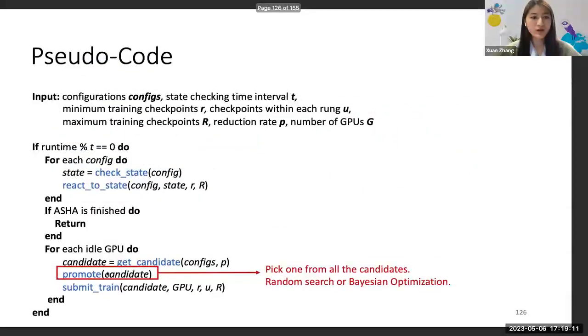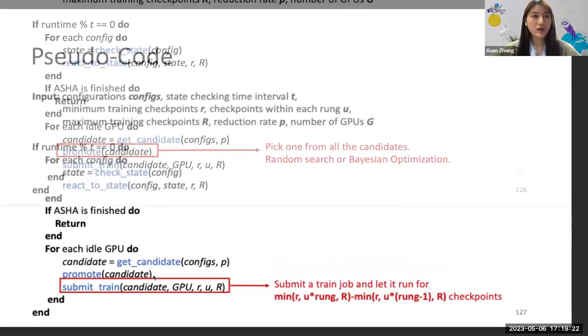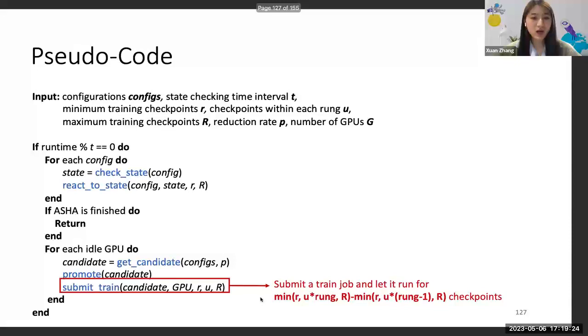And the promote function here selects one configuration from all the candidates. It can be implemented using either random search or Bayesian optimization. And finally, we submit a train job and let it run for a specified period of time.